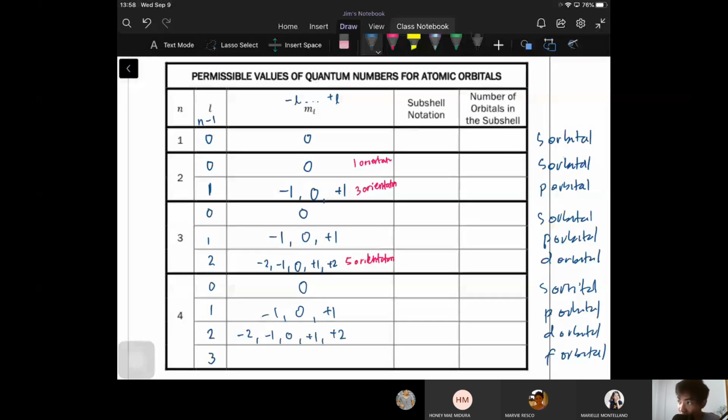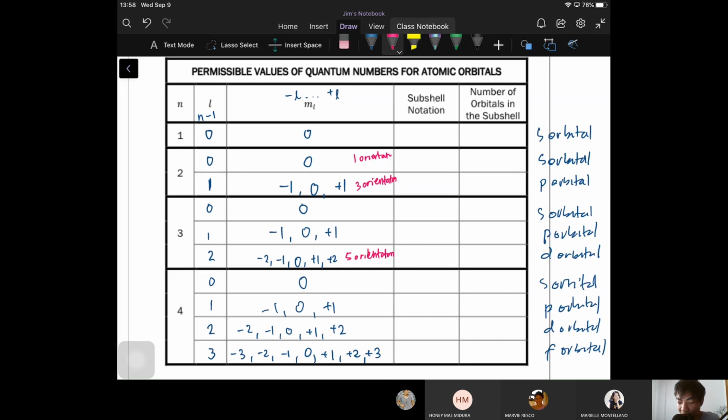And for L equals 3, ano yung possible values for ML? Edi negative 3 to positive 3, no? Lagay mo na lang ibang numbers, no? Okay. So that means for L equals 3 or for the f orbital, I can have 7 orientations. Meaning nun, 7 shapes, no? 7 yung shape na kaya ko gawin dyan, no?